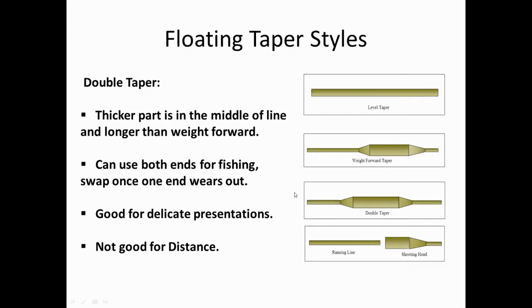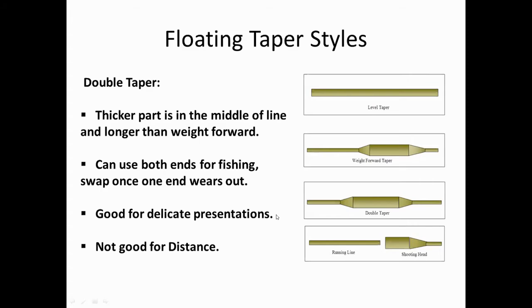The pluses to this type of line are, well, you can actually swap this line around when one end wears out and use either end for attaching your leader and fishing from. So when this side stops floating and it's kind of worn out, you can just flip it around and use the other end, and now it's like having a brand new line.